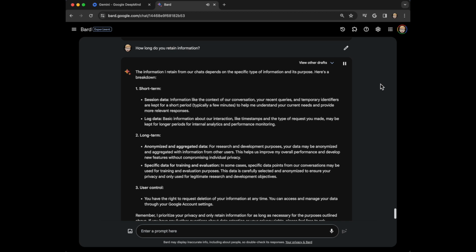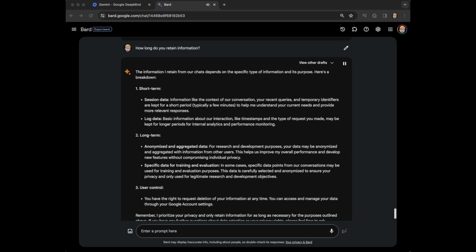Here's a breakdown. 1. Short-term. Session data. Information like the context of our conversation, your recent queries, and temporary identifiers are kept for a short period, typically a few minutes, to help me understand your current needs and provide more relevant responses. Log data. Basic information about our interaction, like timestamps and the type of request you made, may be kept for longer periods for internal analytics and performance monitoring.